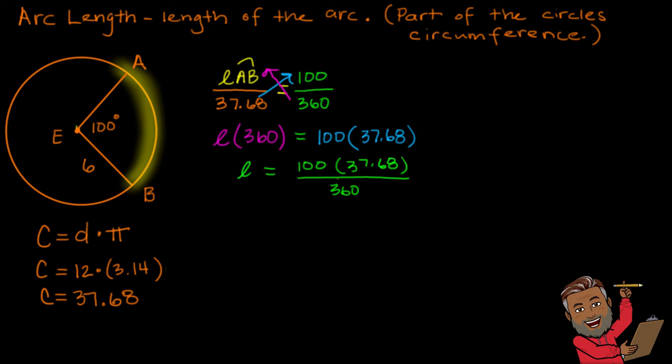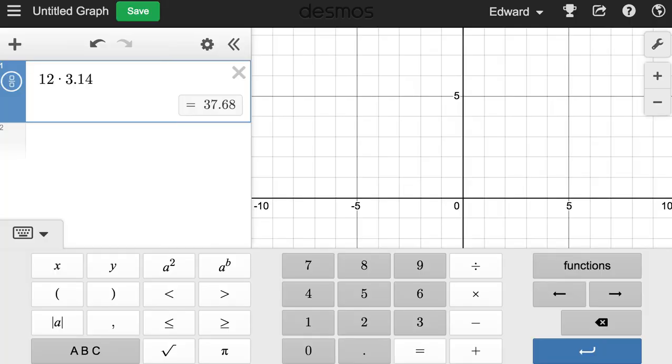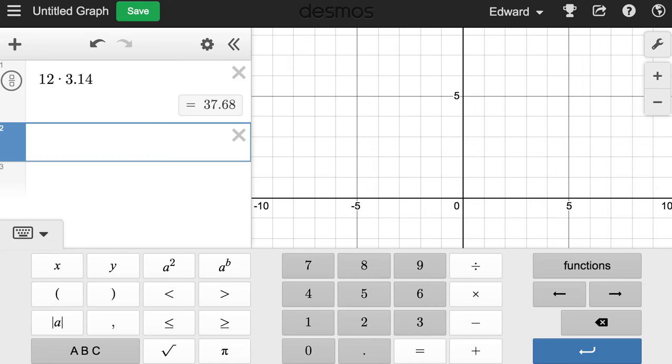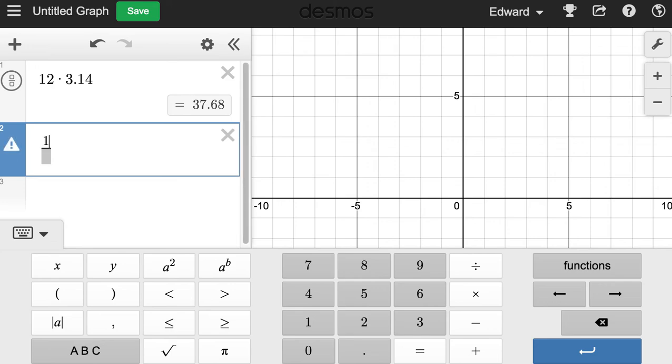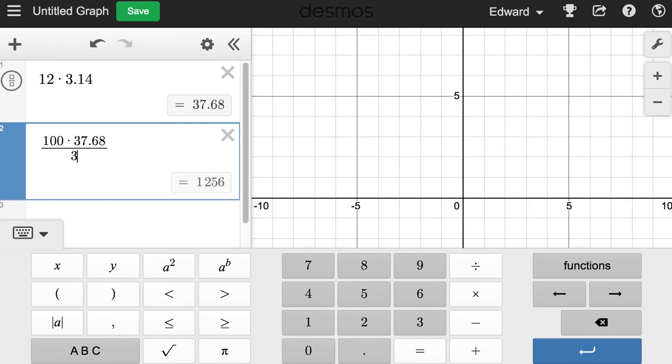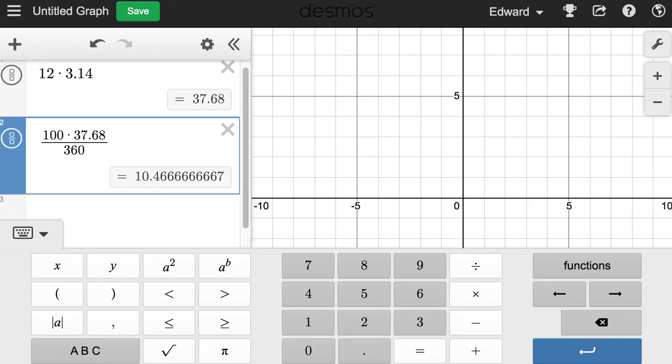So all I need to do now is pull up my Desmos and multiply the 100 by 37.68 and then divide it by the 360. So I throw open Desmos. I need a new dialog box. I'm going to have a fraction. On the top of my fraction, we had 100 times 37.68, so I'm going to type out 37.68. I now need to get to the bottom of the fraction, so I'm just going to press the down arrow key. And this gives us the denominator, which is going to be 360.